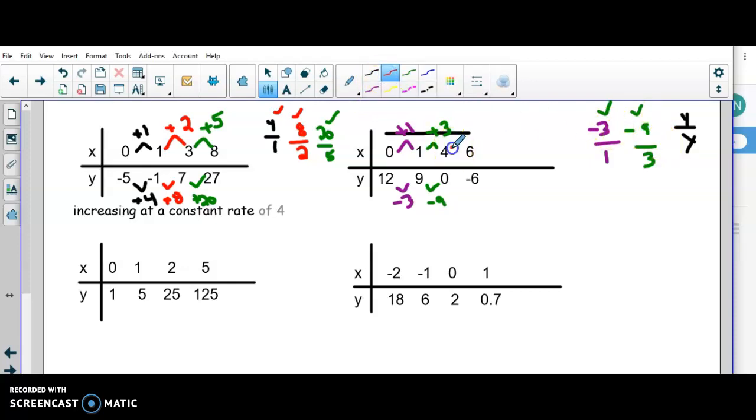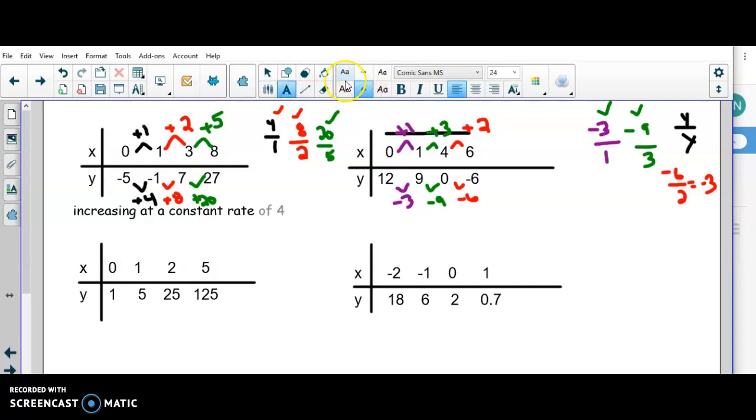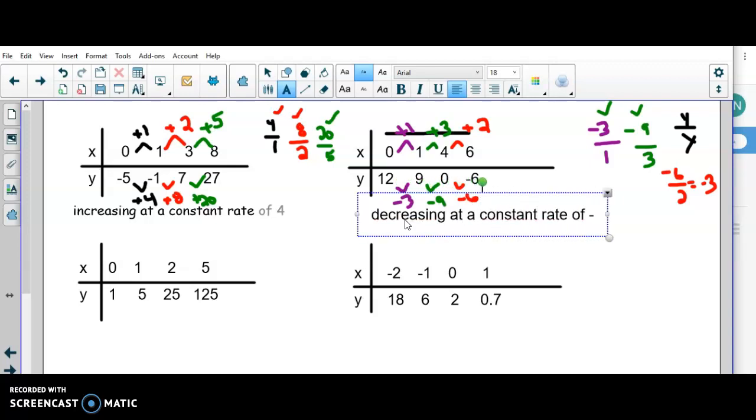Let's look at our last tab. So we go up by 2, and then down by 6. Okay? So we have -6 over +2, right? Which is also -3. So all of our ratios are the same. So we could say that this is decreasing at a constant rate of -3.